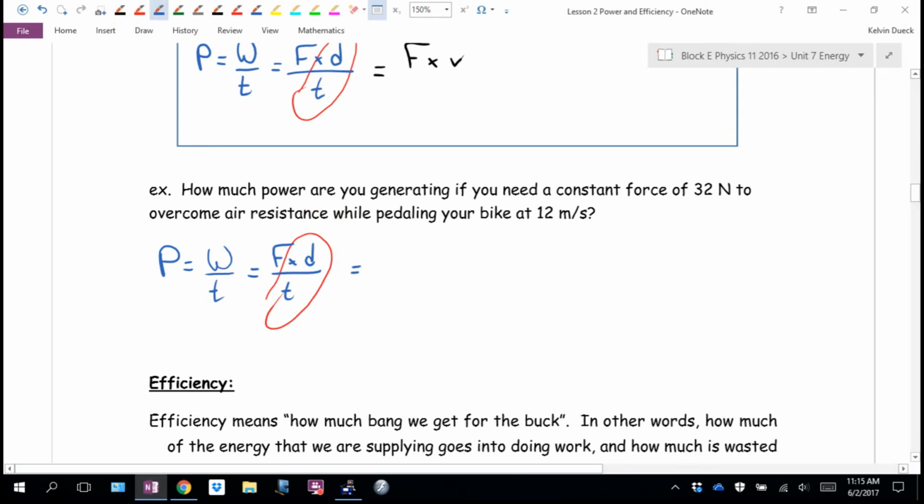Connor, my friend, what's the force that we're exerting in this question? And how fast are we going? That's how much power you're generating. 32 times 12. I can do that in my head. It's going to be 320 plus 64. 384? Yes? 384 watts? Power. Tiredness. If you're generating more power, you're getting tired faster. If you're generating less power, you're not getting tired as fast. It's the difference between slowly doing work and quickly doing work.